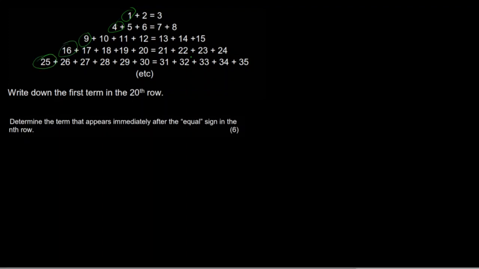Anyone with more than a passing interest in numbers will notice something about these. They just happen to be perfect squares, which is why they can give this instruction: write down the first term of the 20th row. That's just going to be equal to 20 squared, which is equal to 400, because that's the pattern that emerges there, and it's long enough so that it should be maintained because of this word, etc., etc., etc. It's just Latin for and so on. Determine the term that appears immediately after the equal sign in the nth row.